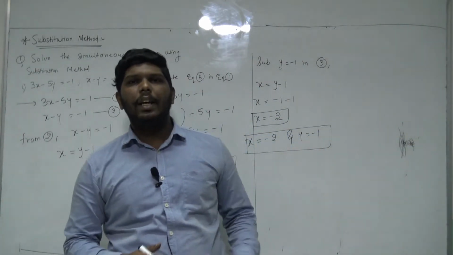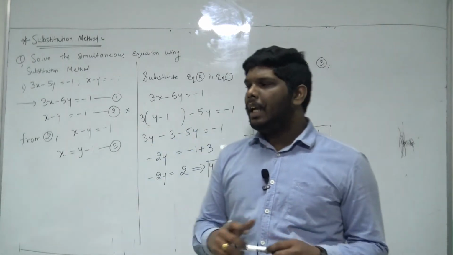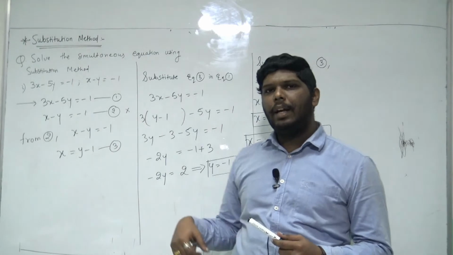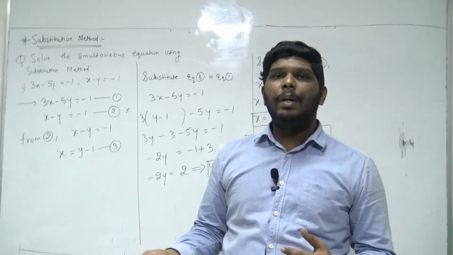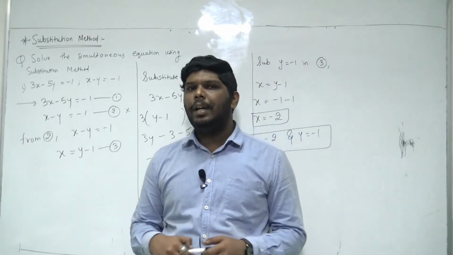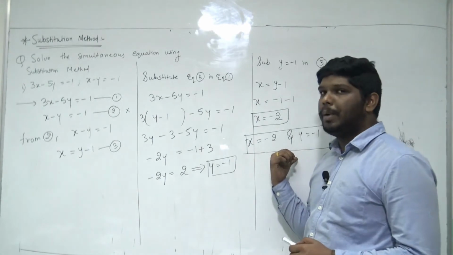Once again, it is not like you will get different answers from different methods. Even if you do this sum by the graphical method you will get the same answer. Even if you do it by another method that we are going to study in the coming classes, you are going to get the same answer. So x is equal to -2 and y is equal to -1.